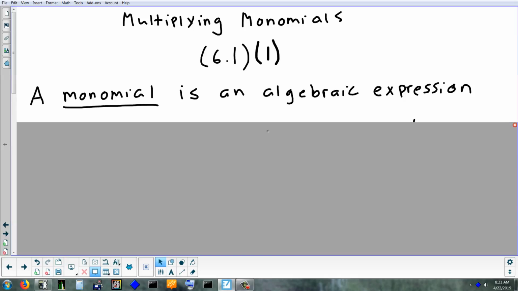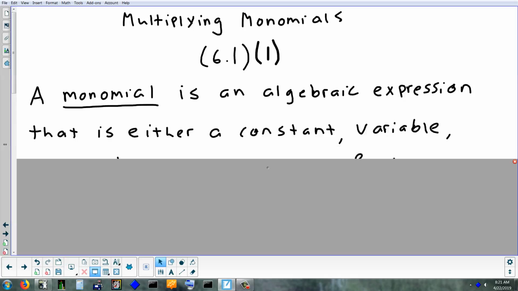Basically, if you look at the word nomial, does that remind you of anything or sound like anything? Number, right? So you think number and mono. Does anyone know what that prefix means? One, right? It means one. So monomial has to do with one thing.